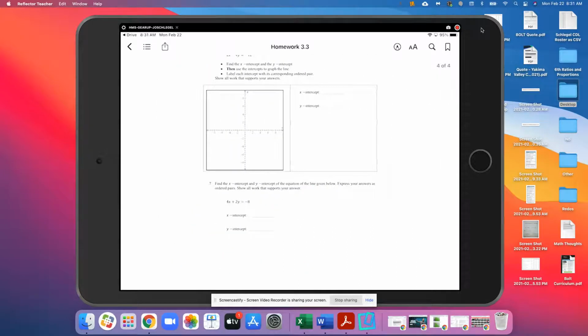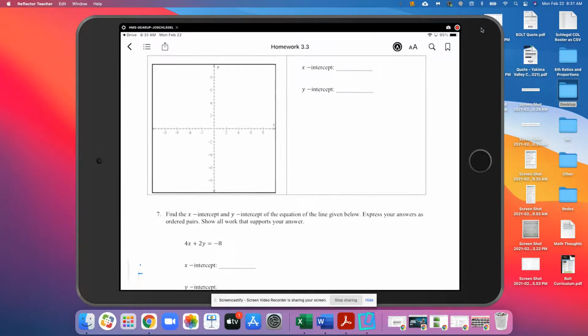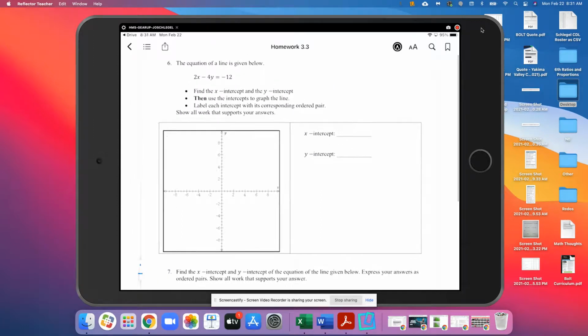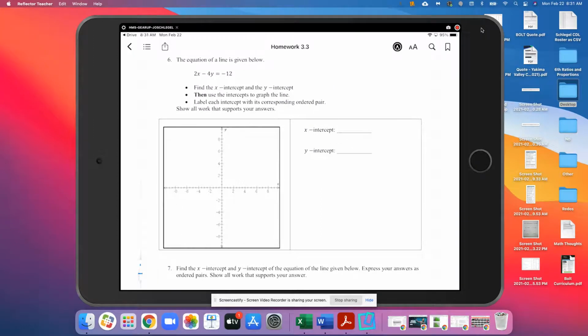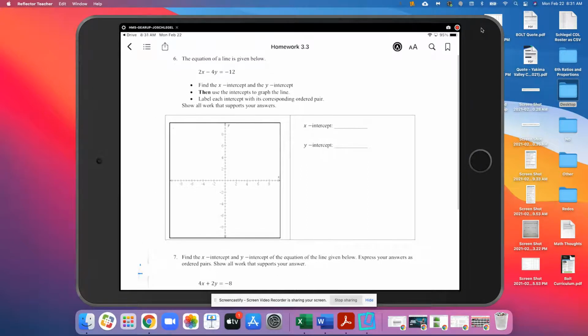Okay, I believe on to the last. Yep, we're almost done. Hallelujah. So the equation of the line is given below. We have 2x minus 4y equals negative 12. We're asked to find the x and y intercepts. And so what we need to understand is that the y-intercept happens when x is 0. So the way to handle this one is to say, okay, I've got 2x minus 4y equals negative 12. I need to figure out the value of y when x is 0.